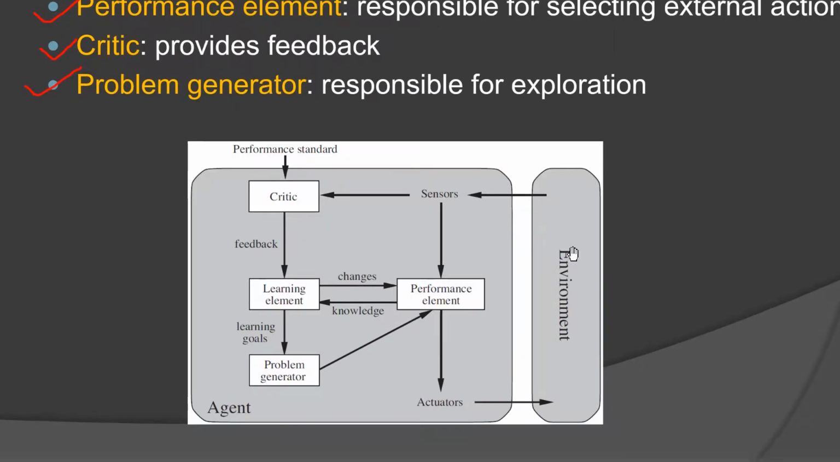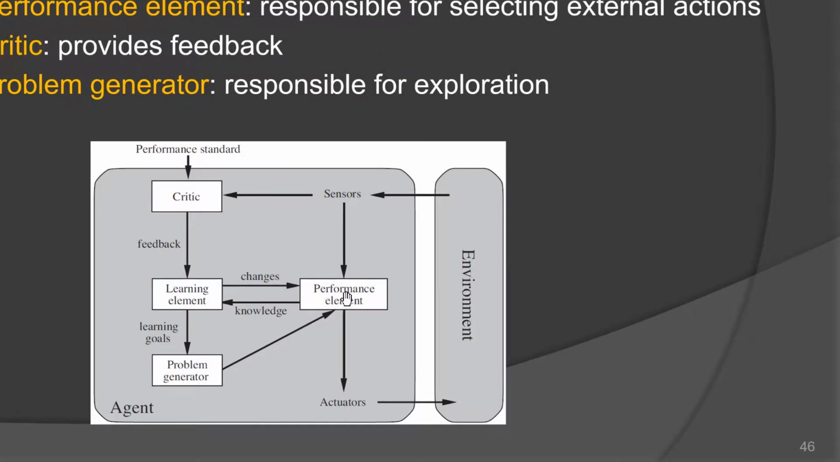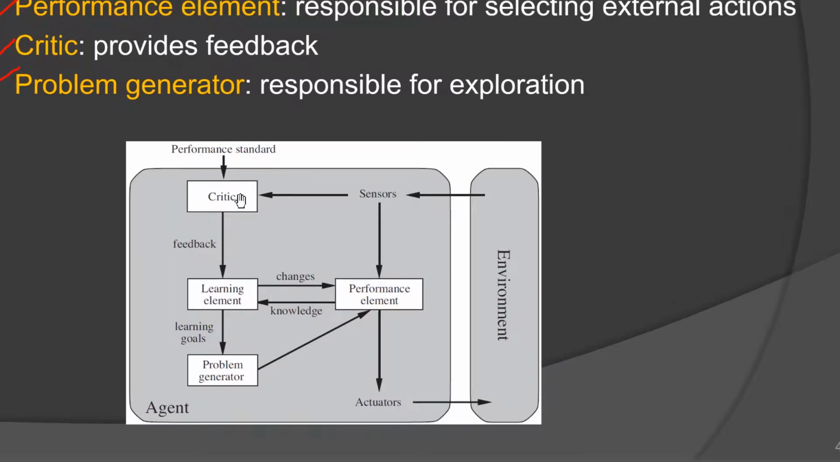See here, we have an environment. Sensors are sensing the environment, so we get the percept, and the performance element is responsible for selecting the external action. The performance element will select that particular action, and the action will be given to the actuators, and the action will be performed. If we ignore these 3 modules, it will be our normal agent only. It can be utility based, model based, or goal based. Now in addition to that, we are adding these 3 modules.